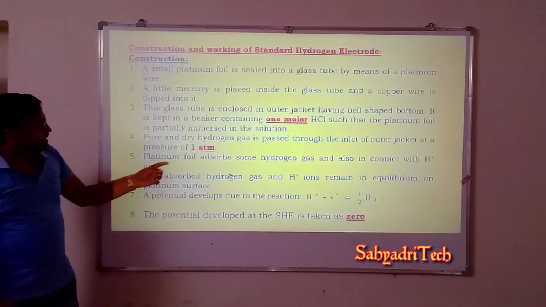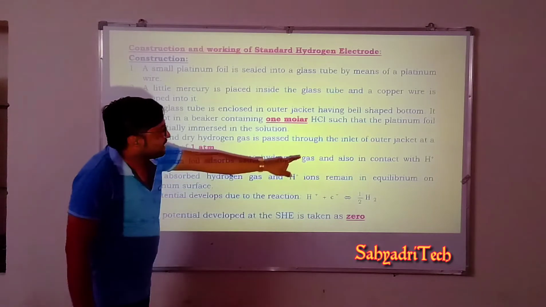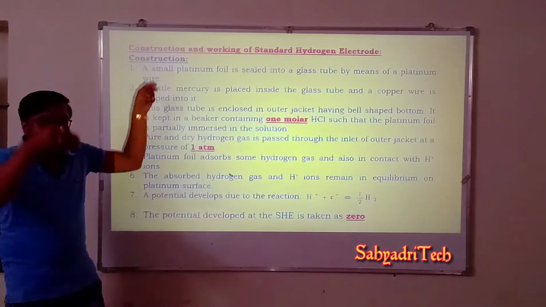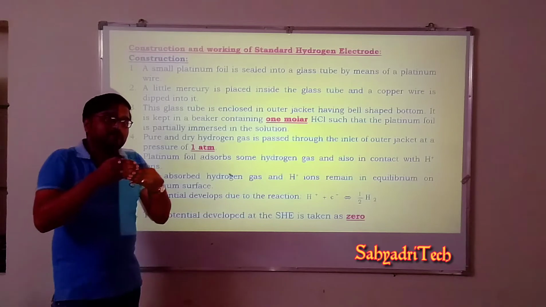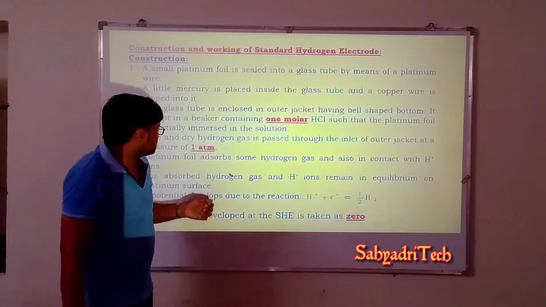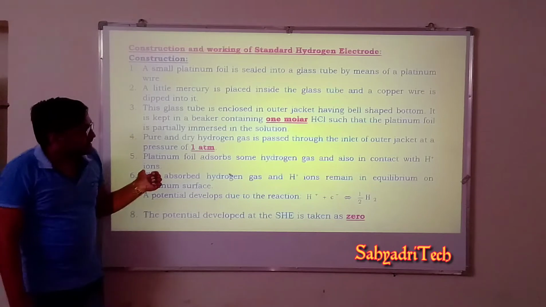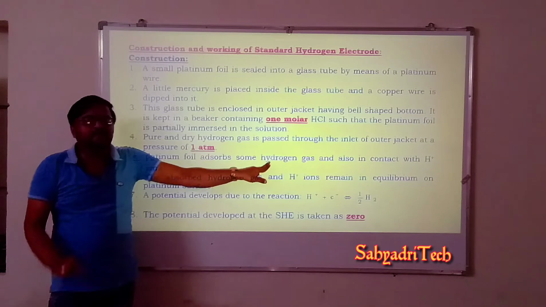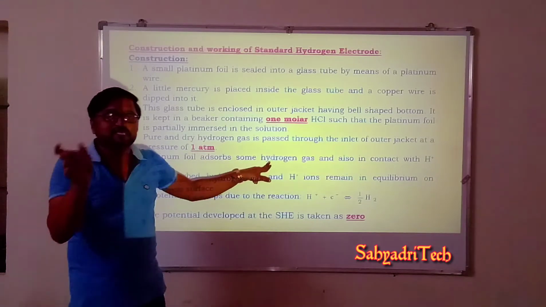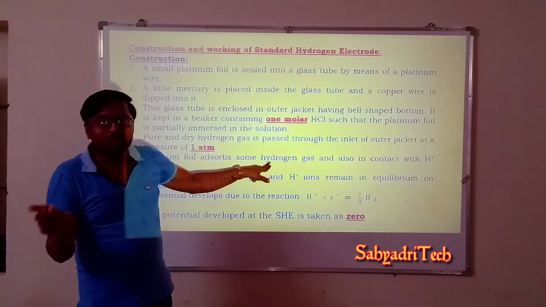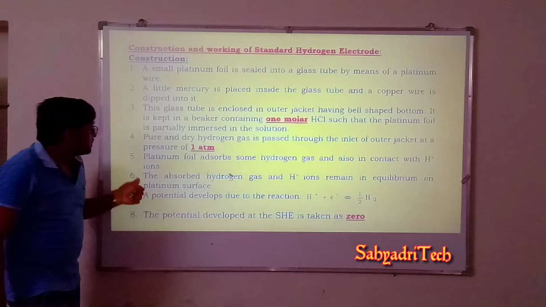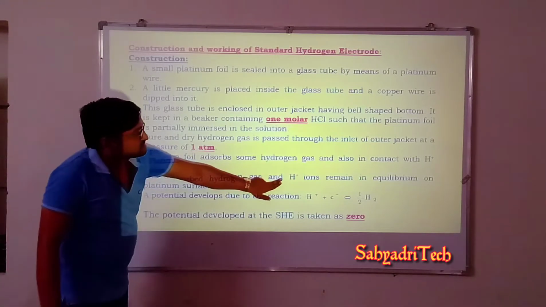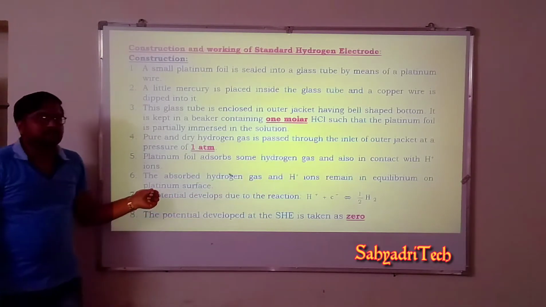The platinum foil absorbs some hydrogen gas and also comes in contact with the H+ ions. So here what happens when we immerse that electrode? Say platinum foil comes in contact with the two species. One is H+ ions of a solution and as well as hydrogen gas as we are passing through that inlet. So we say platinum foil comes in contact with the H+ ions as well as H2 molecules, hydrogen gaseous molecules. Well, the absorbed hydrogen gaseous molecules and H+ ions remain in equilibrium on the platinum surface.